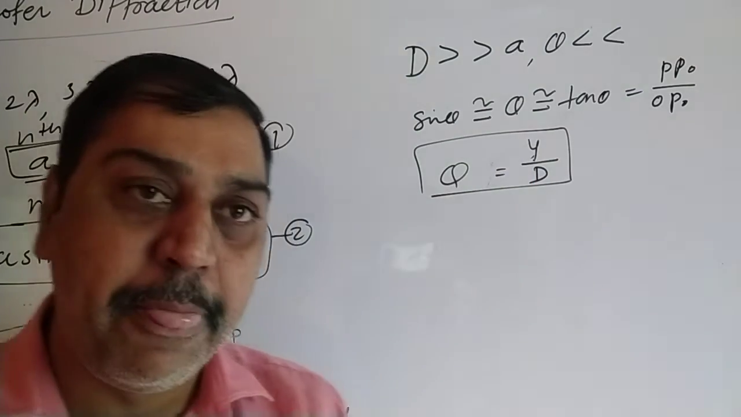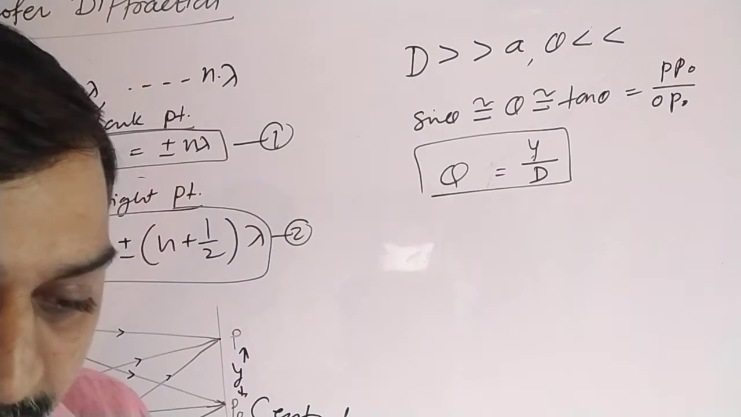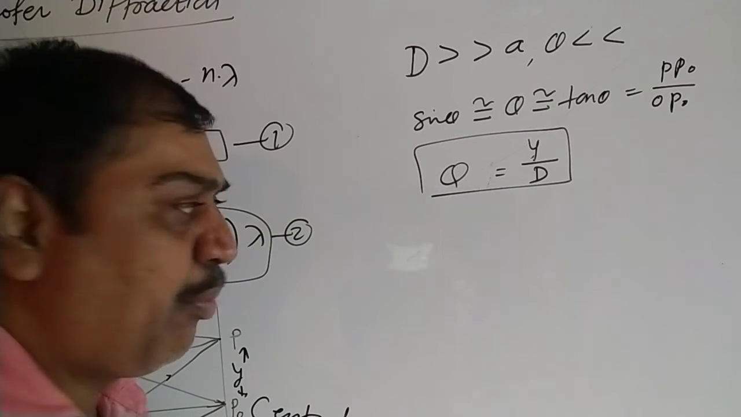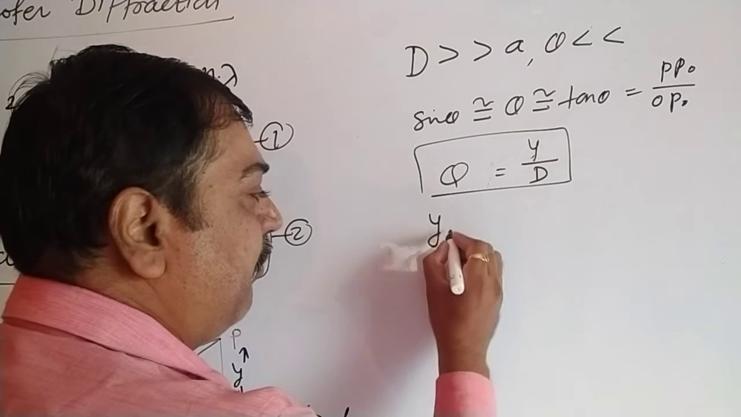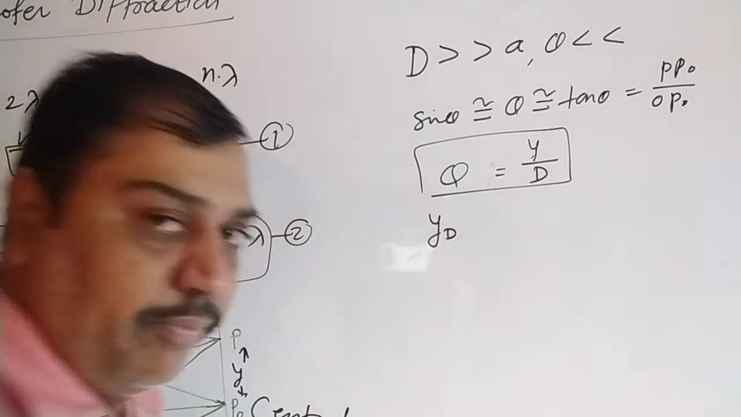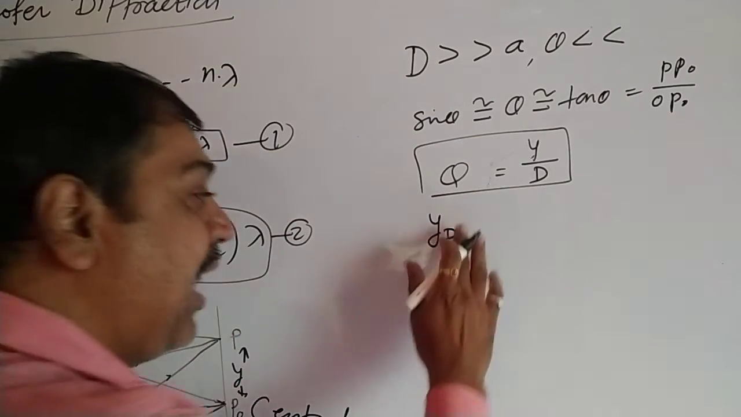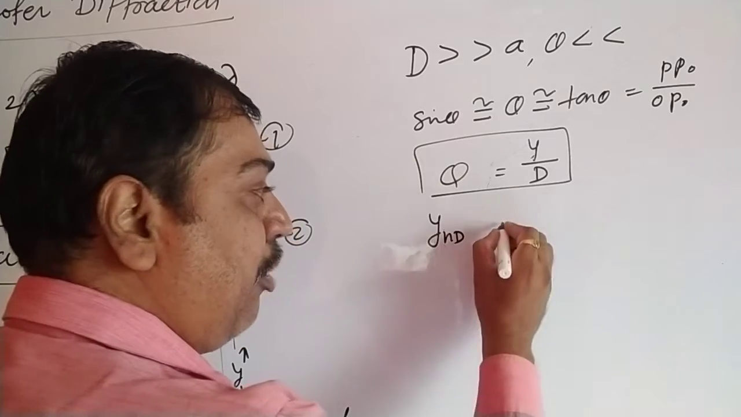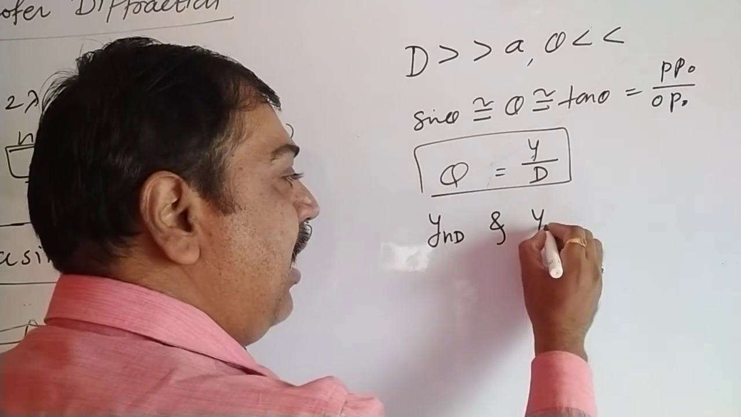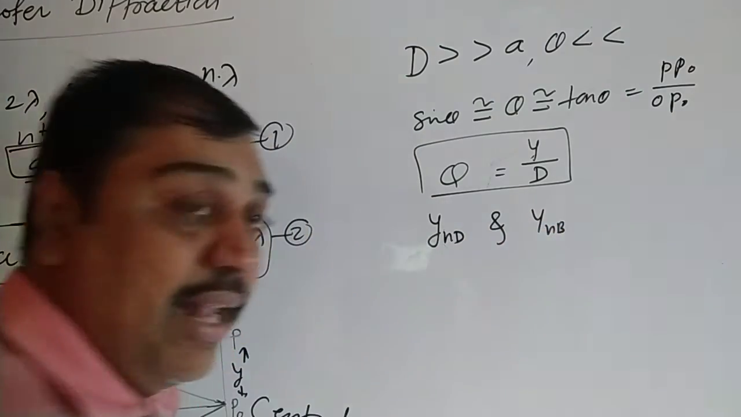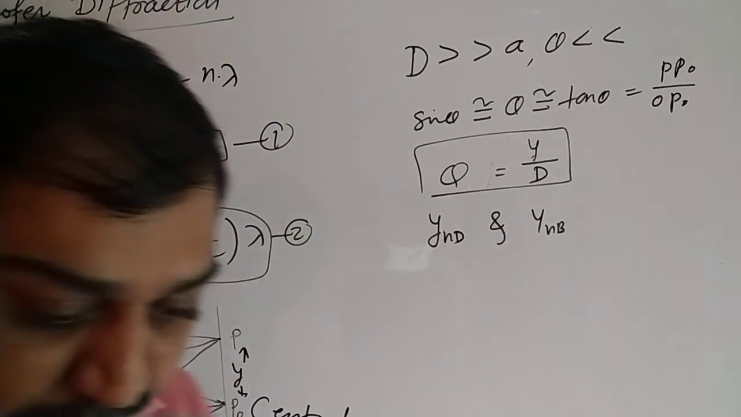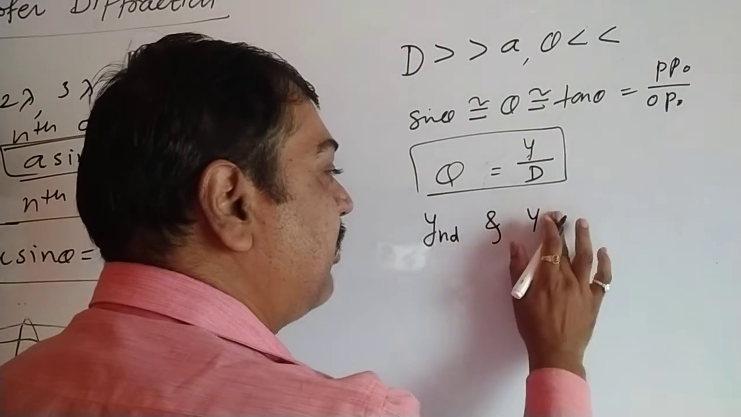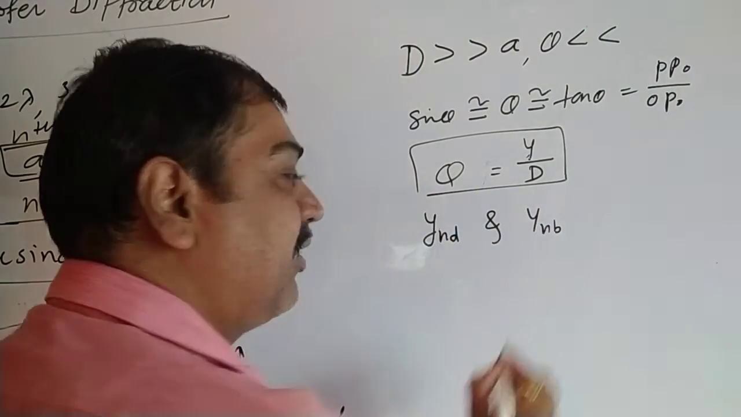Now suppose there are bright and dark points whose values of y, the distance from the central bright point, are y_d for the nth dark point and y_b for the nth bright point. I will use small b and small d for these distances.